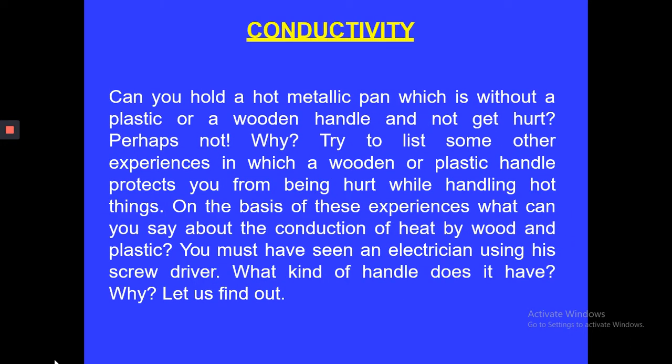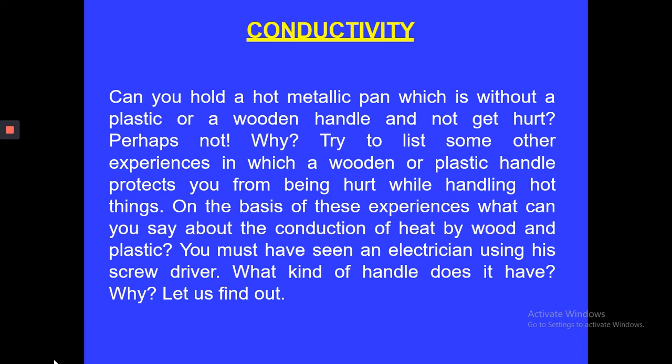Now, we will discuss the next property, that is conductivity. Can you hold a hot metallic pan without a plastic or wooden handle and not get hurt? Perhaps not. Why? Try to list some other experiences in which a wooden or plastic handle protects you from being hurt while handling hot things. On the basis of these experiences, what can we say about the conduction of heat by wood and plastics?